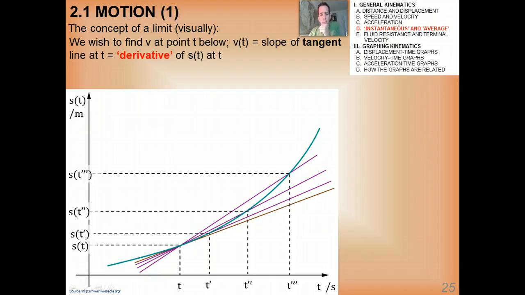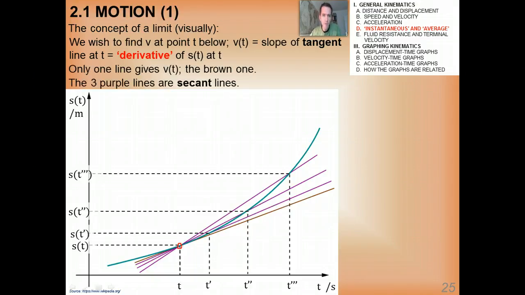Okay, so you have this graph, this light blue curve is a graph of distance against time, distance in meters and time in seconds. Now, if I wish to find the instantaneous speed at a particular point t below, which is this point right here, I want to find the instantaneous speed, so v of t, which is a function of t. The speed is a function of t, which itself is a slope function. It's the slope of the tangent line at t, and in math we call this the derivative of s of t at t.